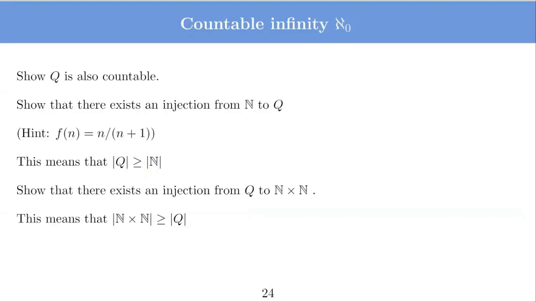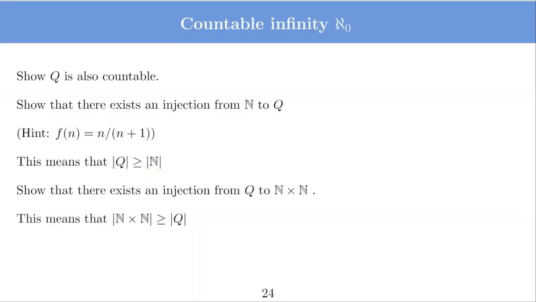Now someone asks you what is the cardinality of Q. It can be shown, either you can find the exact map, or there is one easy way, where we can use two arguments. First, we will show that there exists an injection from N to Q.